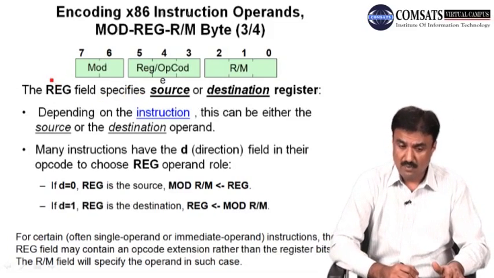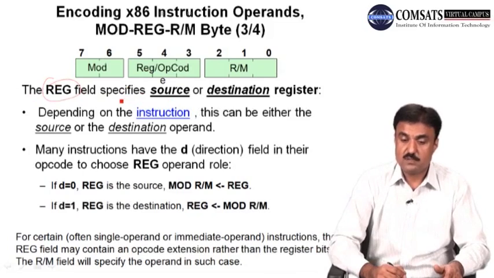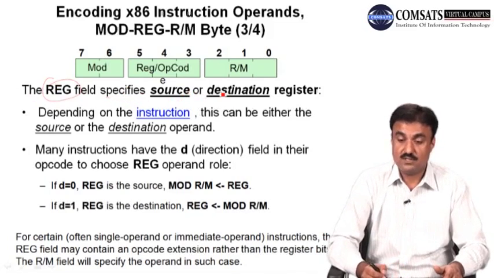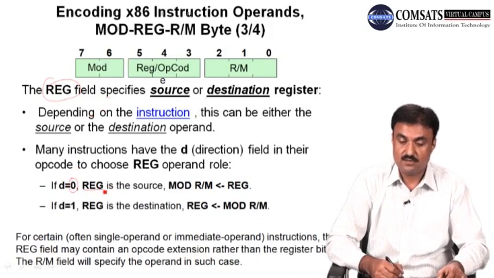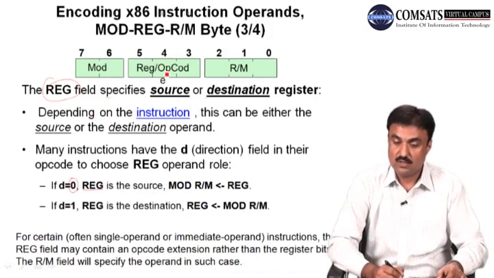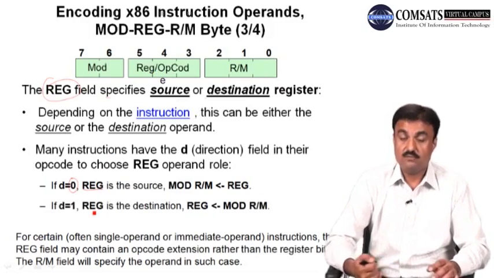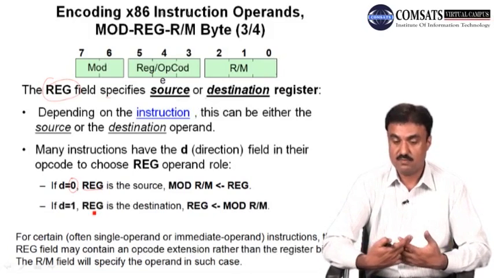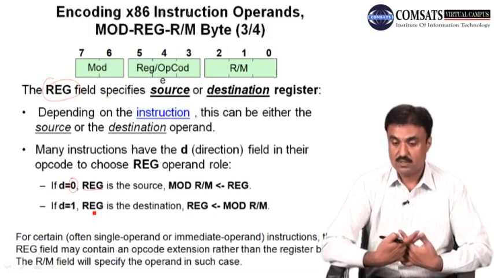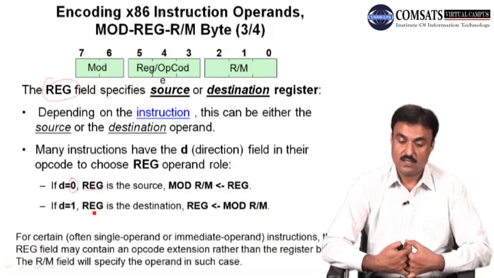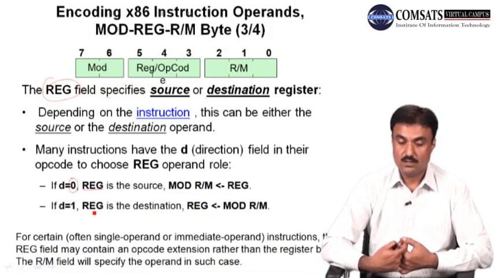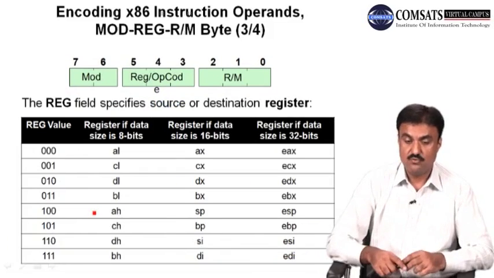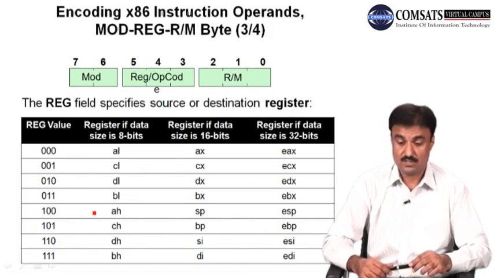However, the third part is called the register part or register field. This field specifies either the source or destination register. It depends on the direction. As I told you, if D is equal to 0, this register is a source. Whatever register number is mentioned here will work as a source register. If D is equal to 1, the bit pattern you mention in this register field will work as a destination register. So it depends on the D bit, or the direction. Next we are going to see what the values of all these registers should be.